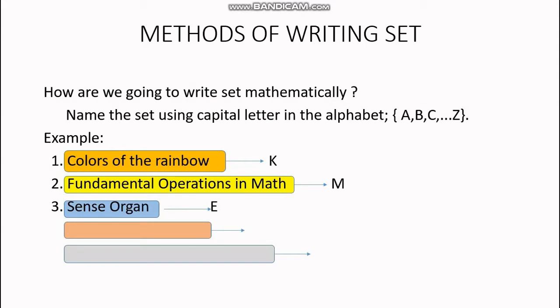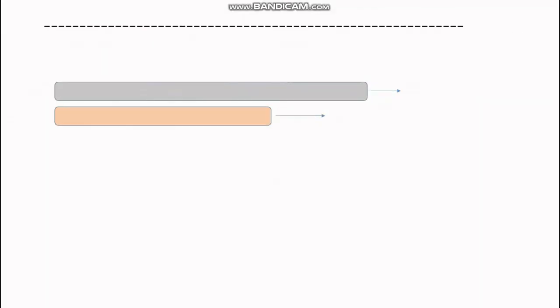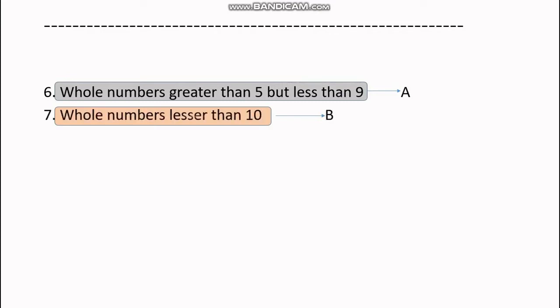Number 3, sense organ. We will replace this phrase into letter E. And number 4, numbers from 1 to 6, ato na siyang ilisan og W. Number 5, whole numbers greater than 5, ato nang bunyagag si letter C, sa set C. Next, we have number 6, whole numbers greater than 5 but less than 9. So, taas-taas na siya. Ato na siyang bunyagag letter A. Set A na siya. Whole numbers lesser than 10. We will replace this phrase into letter B. Okay, methods of writing set.